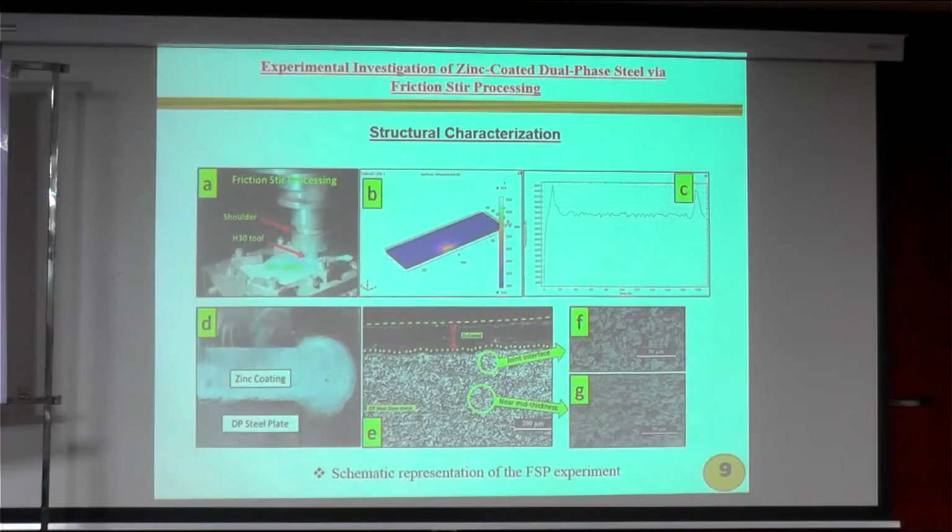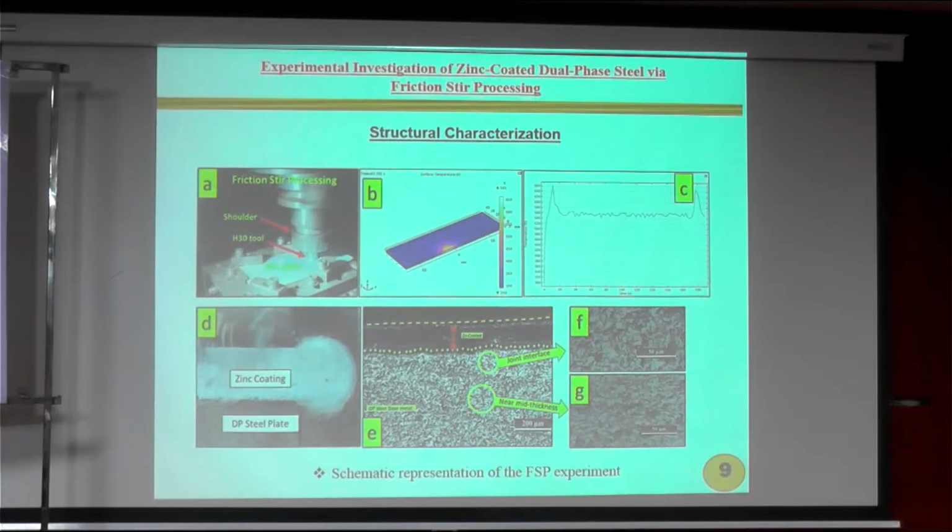The problem with DP steel is its corrosion resistance. Since the chromium content is very low, it tries to form oxide, and immediately rusting will form. So in order to avoid that, coating is required. Conventional coating techniques are there, but that kind of coating will deteriorate the substrate also. The substrate also will be affected.